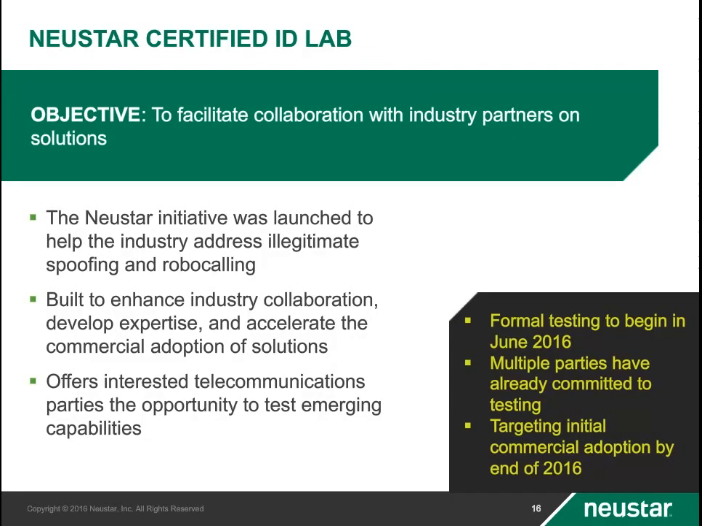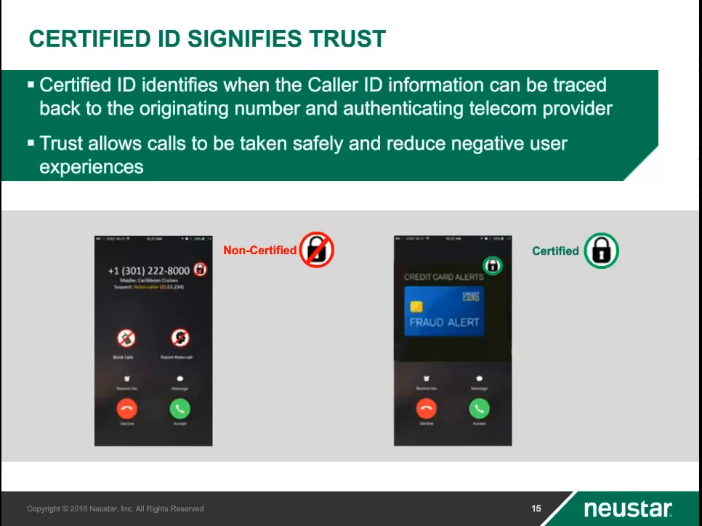Now, I see one slide was out of place here. I should have mentioned this before, but here's an instantiation of what certified ID would actually look like. It really signifies trust in the call and the information that's being displayed to you. One way of instantiating this, you can see here, would be on a mobile device. We can use something like a green lock with a green circle as a certified call, and a red lock with a line going through it. This would be potentially how this could be displayed on a mobile device.